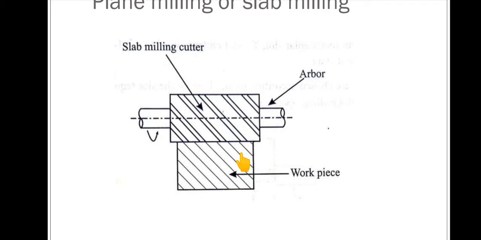The cutter we call a slab milling cutter. The workpiece and the cutter arbor axis are parallel. This is used to get the flat surface on the workpiece. So the cutter used is a slab milling cutter. This will be rotating, and we will feed the workpiece against the rotating cutter, so we are going to get the flat surface.